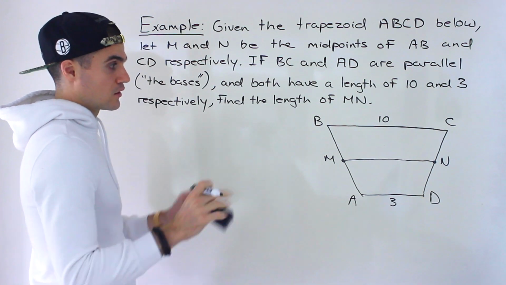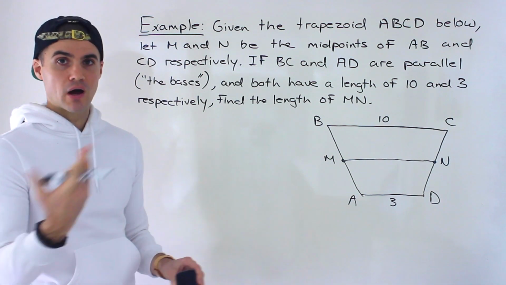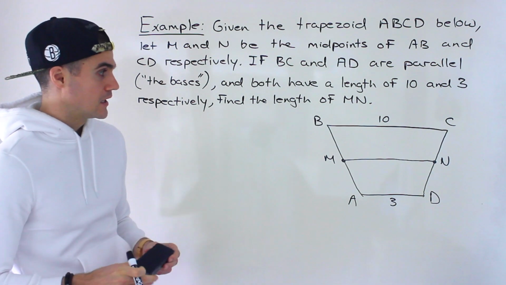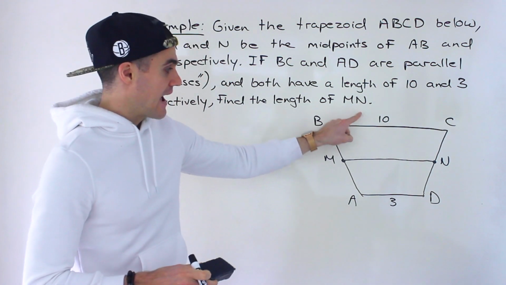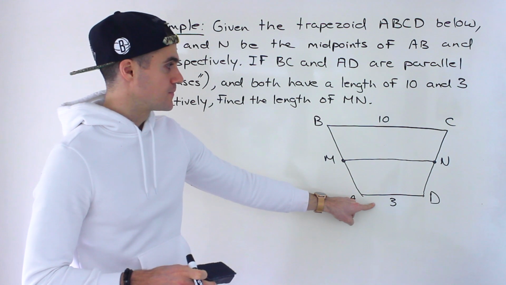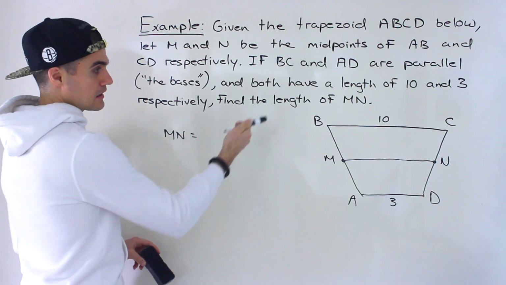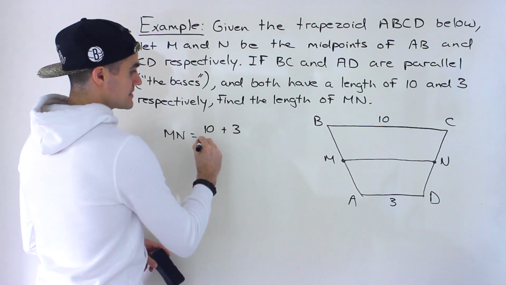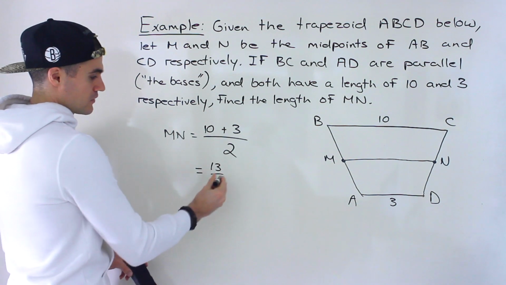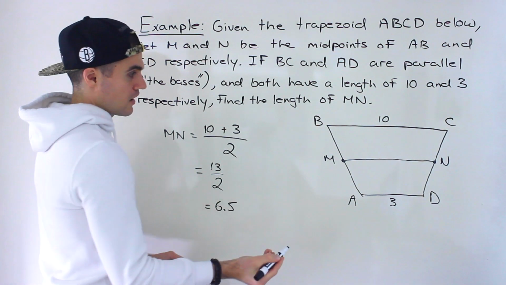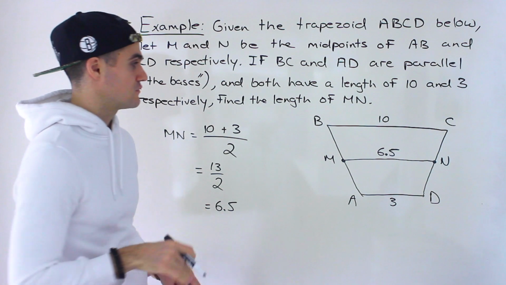Now, if you remember from the mid-segment overview that we did, we discussed the theorem, which, if you didn't watch that video, I highly recommend you watch before watching this one. The mid-segment line has a length that is the average of the bases. So the length of MN is basically going to be the two base lengths divided by 2. So 13 over 2, if you want to leave it as a fraction, or 6.5. So this here has a length of 6.5, and that's the final answer.